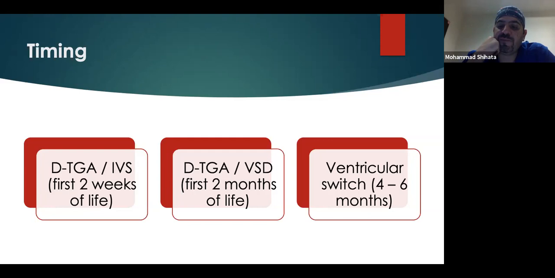For the ventricular switch, usually there is enough obstruction in the left ventricular outflow tract to protect the lungs, and you can delay that to an age where you usually do complete repairs for tetralogy of Fallot, which is around 4 to 6 months.